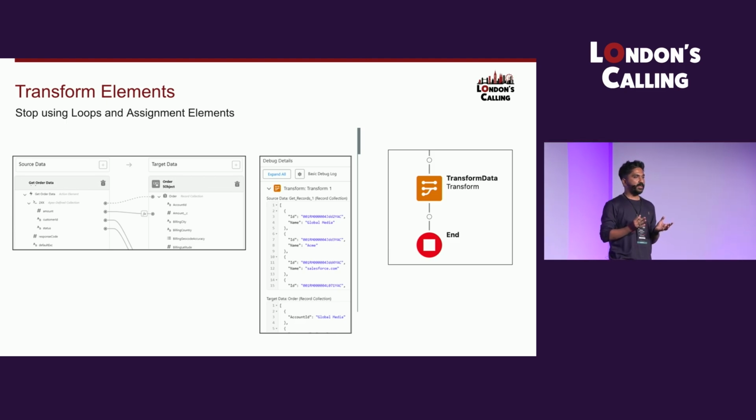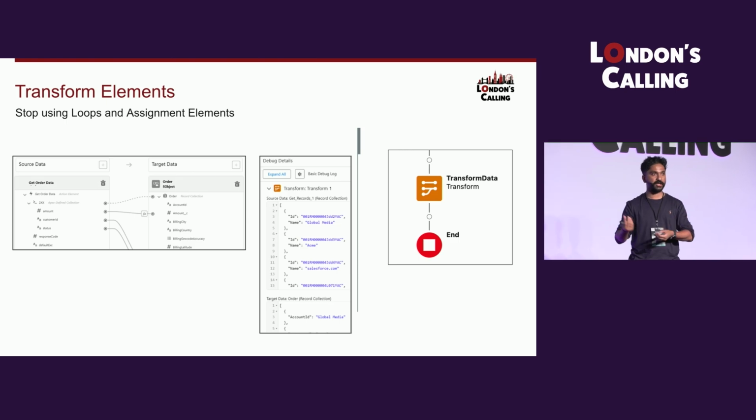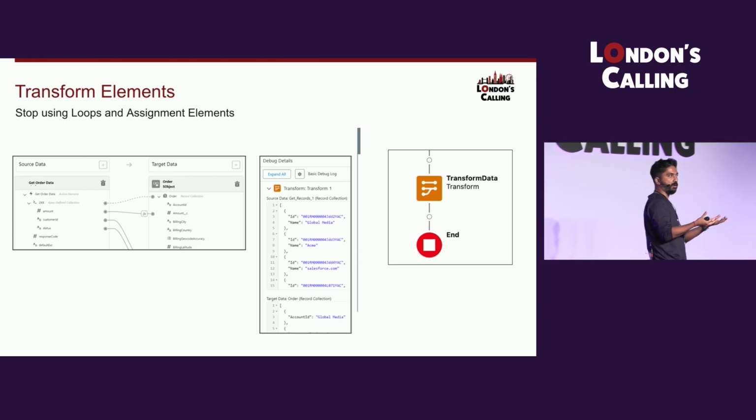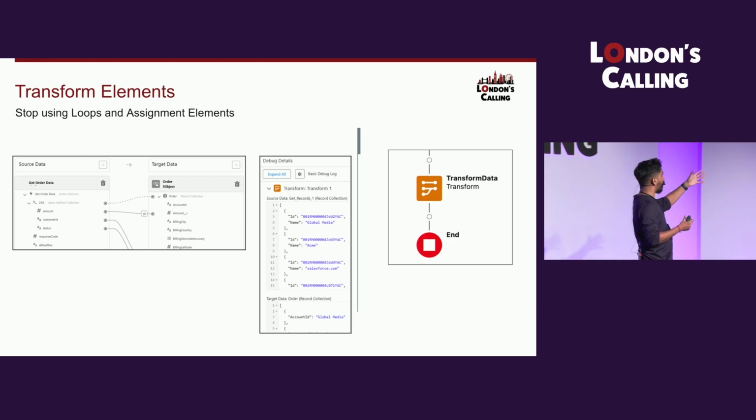But the advantage of using this is, if you have to convert a particular data structure you're receiving from a callout into a particular data structure which you have, such as an Apex-defined data structure or an object like an account or a contact, you can start dragging and dropping and mapping it.